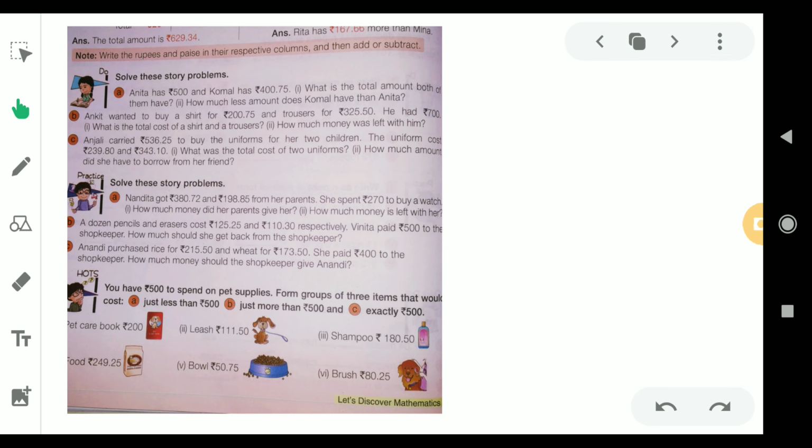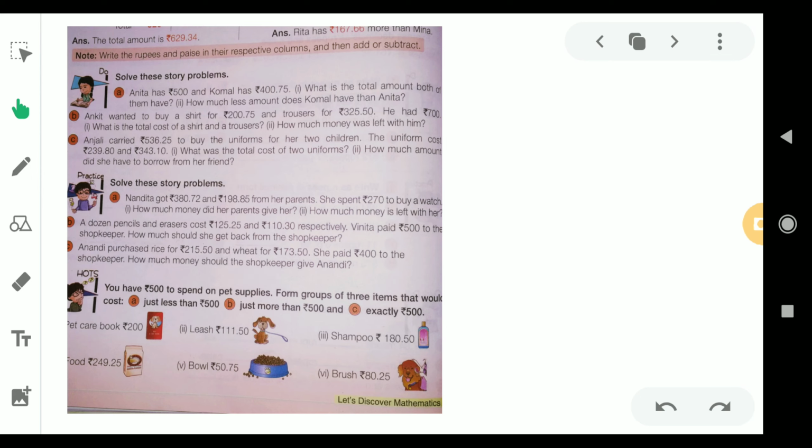A dozen pencils and erasers cost 125 rupees 25 paise and 110 rupees 30 paise respectively, which means a dozen pencils cost 125 rupees 25 paise and a dozen erasers will cost 110 rupees 30 paise. Vinita paid 500 to the shopkeeper. Then how much should she get back from the shopkeeper?